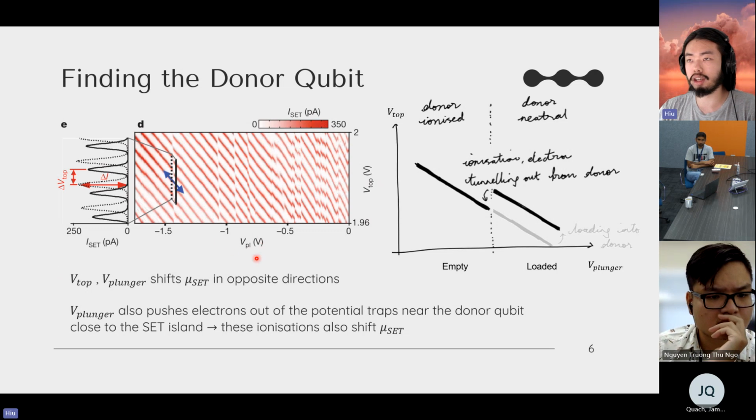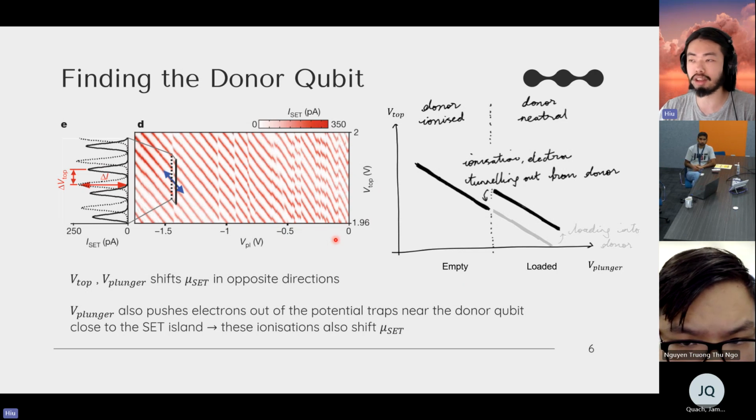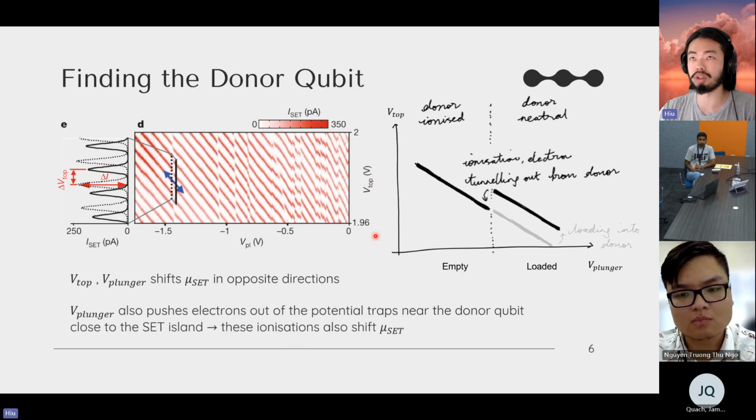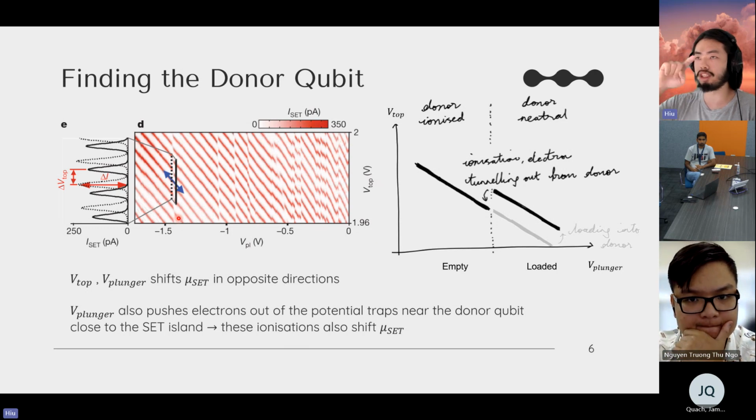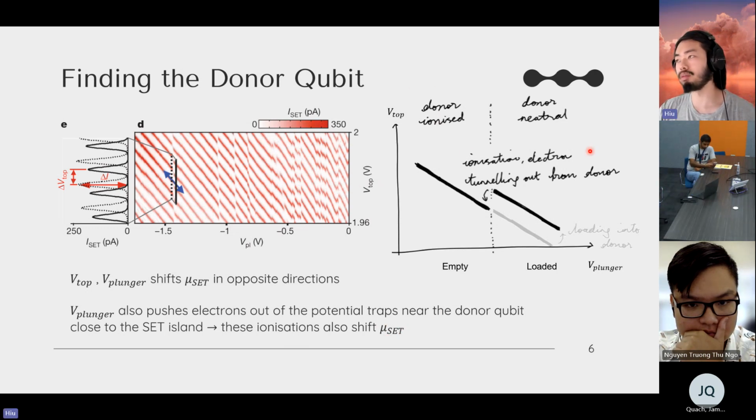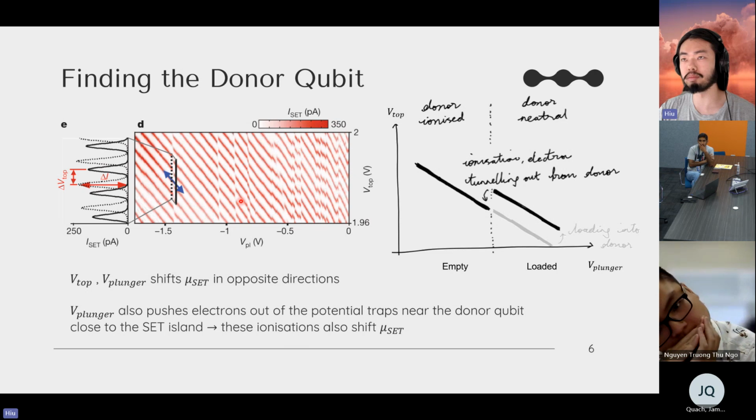One thing, again, is that the plunger gate ionizes the potential traps around the donor qubit, which is also close to the SET island. These ionizations also shift the chemical potential of the SET island. So when these electrons hop, you get a break, because the SET potential shifts. Actually, let's talk about the breaks first. You see a lot of breaks around here, near the zero region.